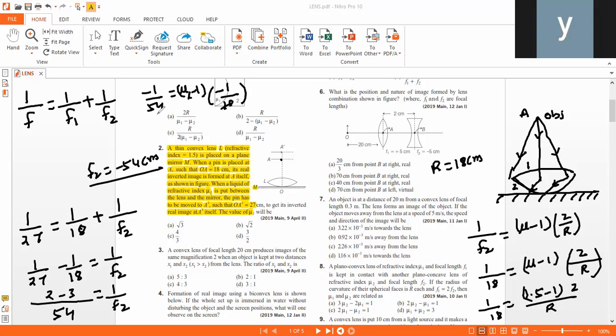This is 3 times. So minus minus cancel. So mu L minus 1 is equal to 1 by 3. Mu L is equal to 4 by 3. So the answer is option C.